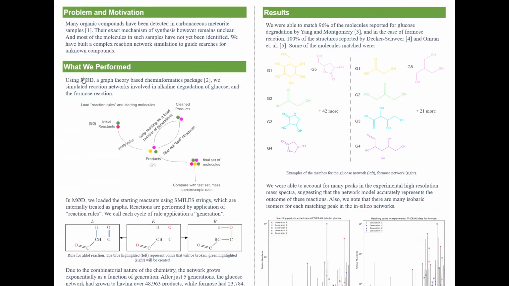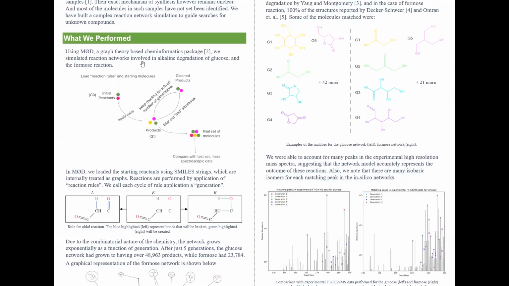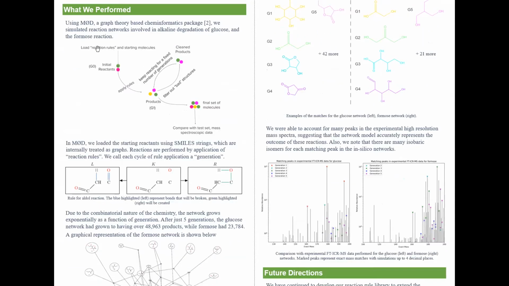For that, we used MOD, a graph theory-based tool, and we simulated two reactions, alkaline degradation of glucose and the formose reaction. So we start with a set of initial reactants and a library of reaction rules. Reaction rules are templates which dictate how a reaction is supposed to proceed. For example, this is a rule for the aldol reaction.